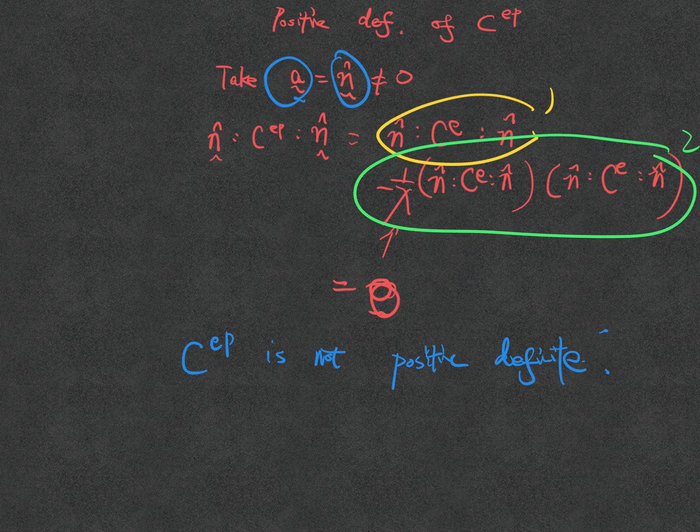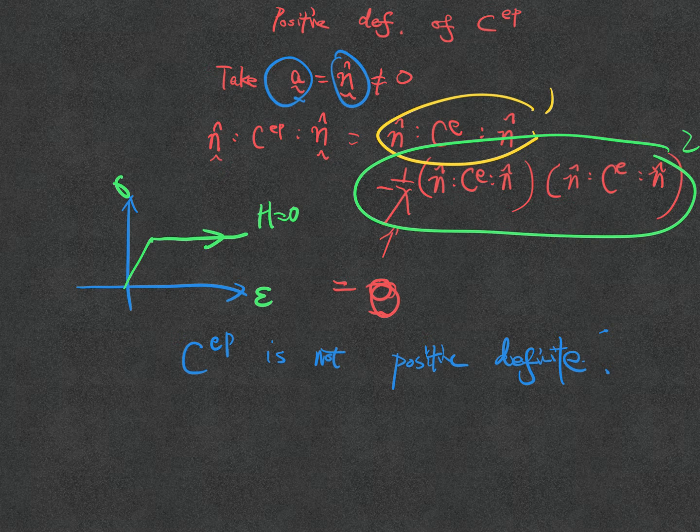What is the physical implication of C^ep not being positive definite? It's actually the analog of the 1D case of perfect plasticity. In the 1D case where I have perfect plasticity, I will have the loading and then I will go in this direction. This would be exactly x equal to 0, no hardening modulus. Okay, because my yield stress in 1D is not going to change. So in 1D, I have the yield stress that is forever equal to a constant, equal to kappa, and that is not going to change.